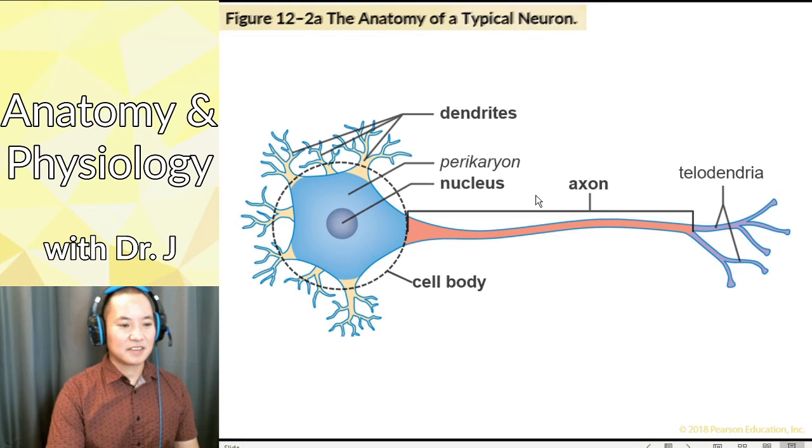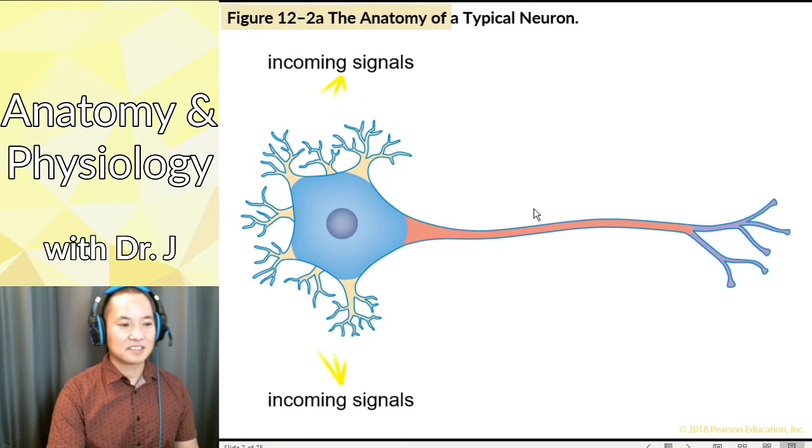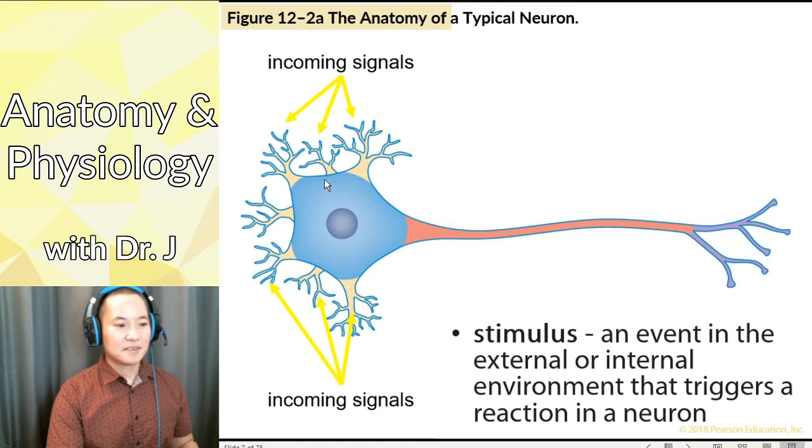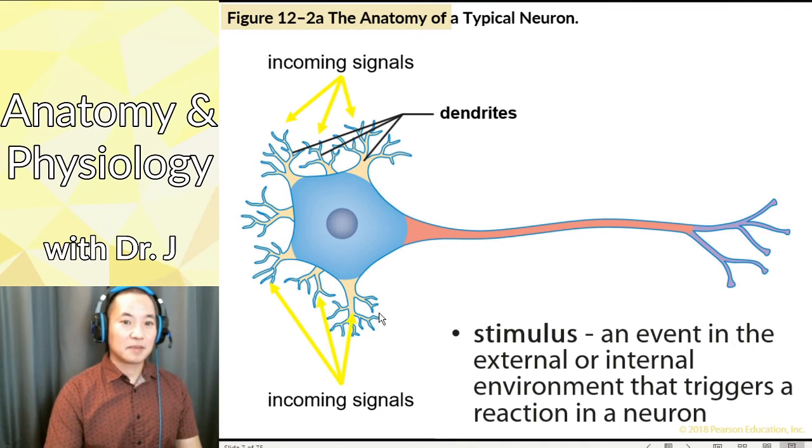So the thing is that we have dendrites, axons, and cell bodies, and this is how a typical neuron detects signals. Here we have incoming signals, also known as stimuli, and they are detected via structures called dendrites. Notice that on this neuron there are multiple dendrites. Some neurons may only have one dendrite, some might have multiple like this, but dendrites are the part of a neuron that detect these stimuli.